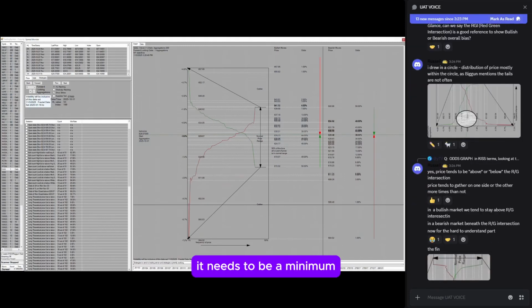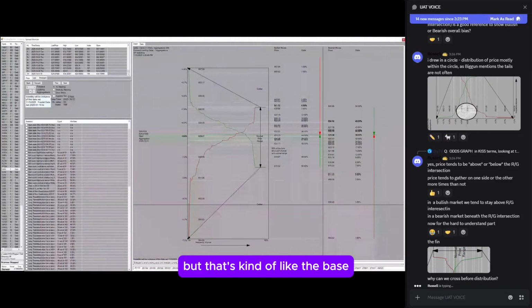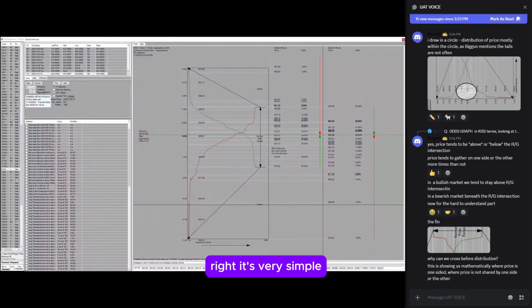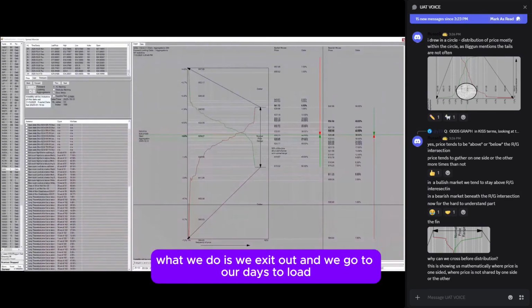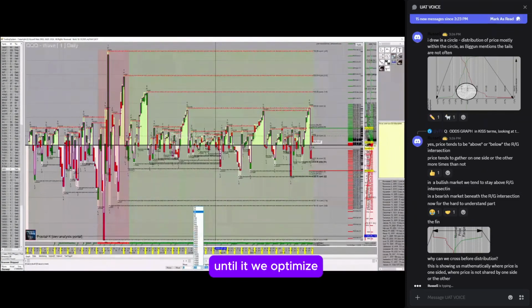It needs to be a minimum of 70, ideally below 100 or at 100. It can be 100 too, since it's not changing by 2%. It's minimal, so it doesn't really matter. That's the base. Write that down; if there's anything to write down, that's it. How do we make a 5H get a one count of 100? It's very simple. We exit out and go to our days to load, and we increase this number until we optimize it for that.